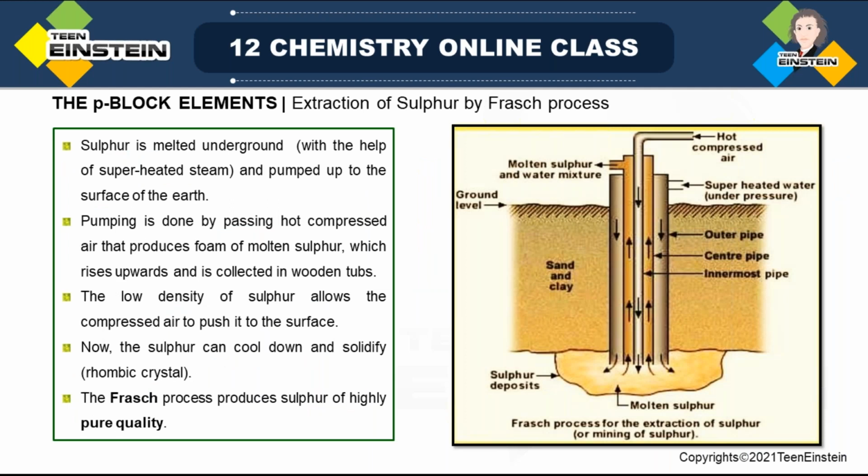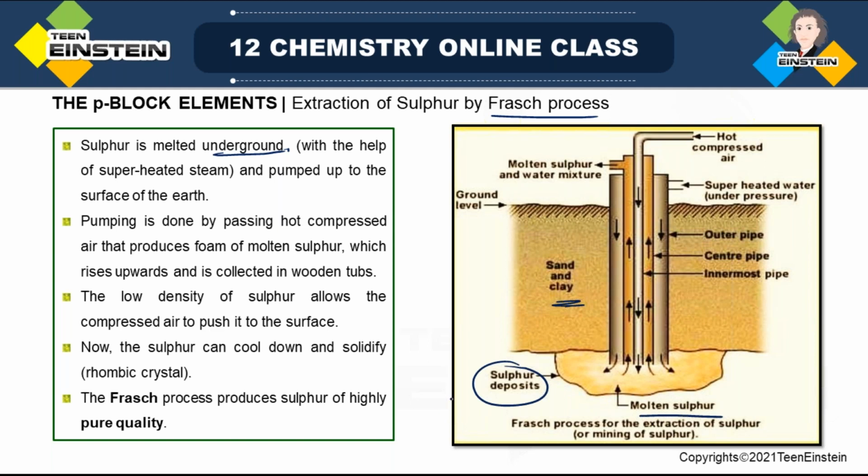Next important compound of sulfur. Here we will see one extraction method of sulfur, and this process is known as the Frasch process. So what we do in this process: sulfur is melted underground with the help of superheated steam. So this is underground, this is sand and clay, and here you have molten sulfur. But how are you getting it?